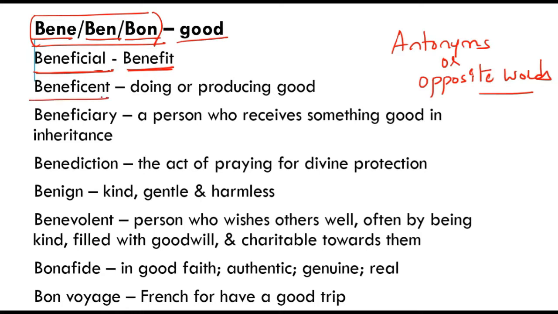The second one, beneficent. Beneficent is actually a person who does something good. So if you are a person who does something good to others, you are a beneficent person who always produces something good for others. Might not be in the literal sense all the time, in the literal sense of producing, but you always do something good for sure. It's actually called beneficent.